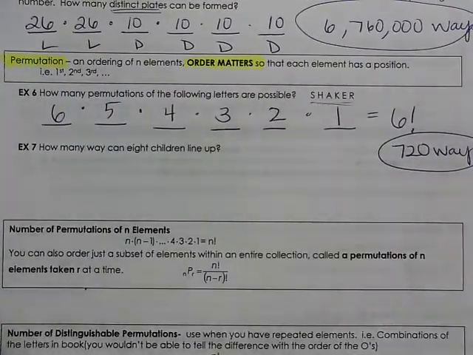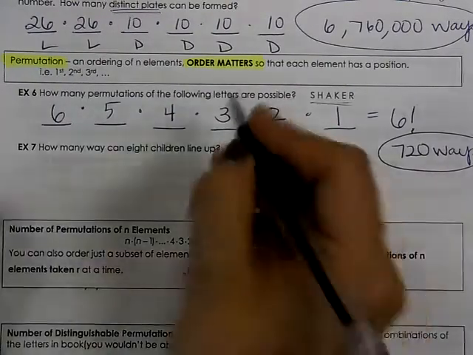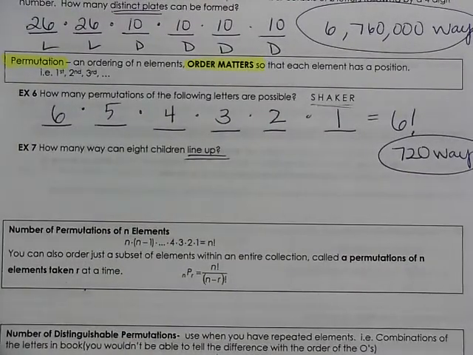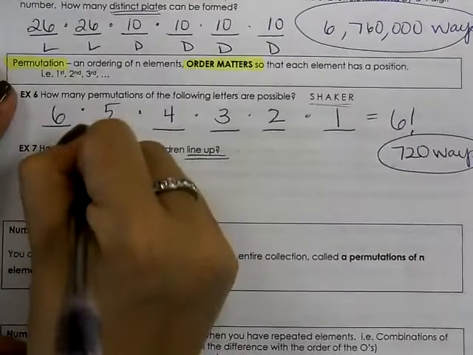Okay? This might be more of the wording I would use in example 7. How many ways can 8 children line up? Right there, that lineup is telling you order matters, because once you fill position 1, it's no longer available, right? You can only have 1 line leader. It's unfortunate. All right. So what do you do here? 8 factorial because order matters.